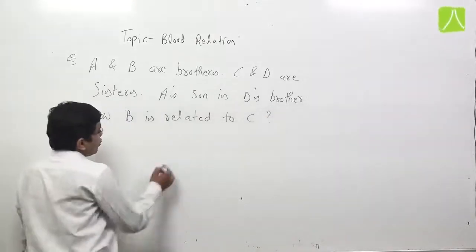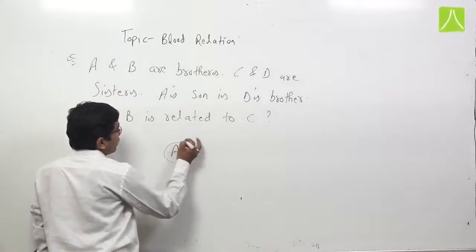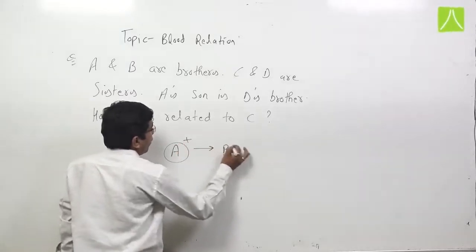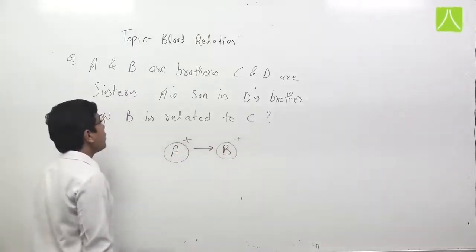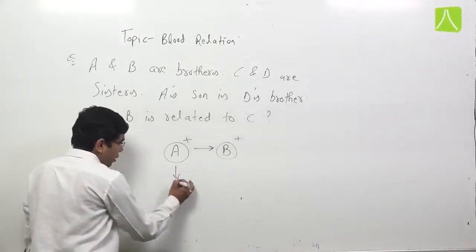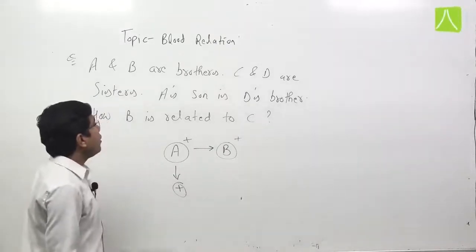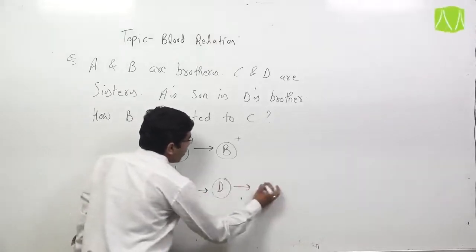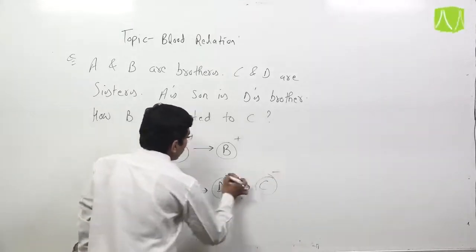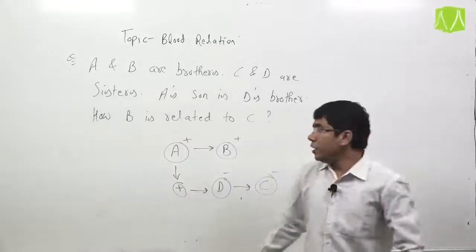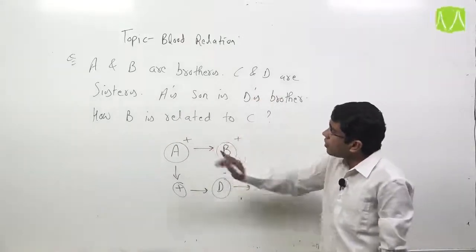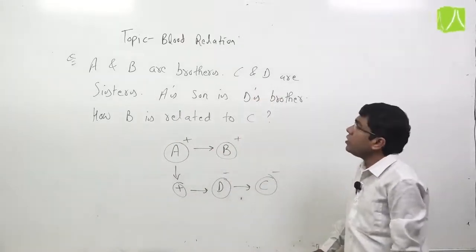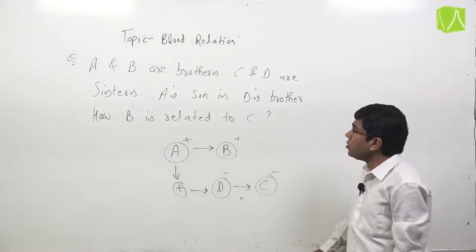Now according to the question, A and B are brothers. A's son is D's brother, and in the question condition is given C and D are sisters. Now question is, how is B related to C?